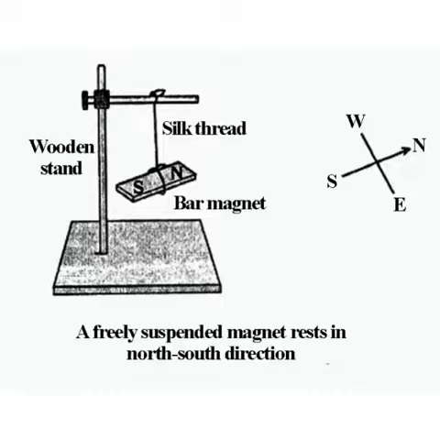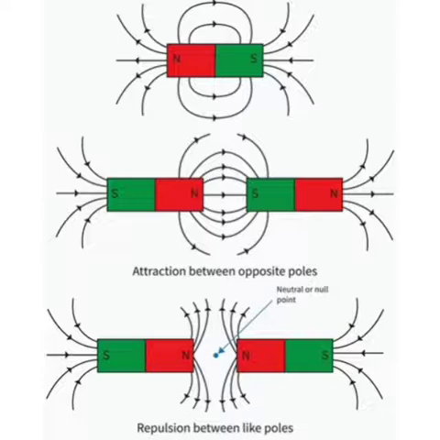The end of the magnet that points towards the north is called the north seeking end, or the north pole of a magnet, and the end which points towards the south is called the south seeking end, or the south pole of a magnet. In different magnets we always find N and S written, which represent the north pole and south pole. So this is the directive property of a magnet, that it always points in the north-south direction.